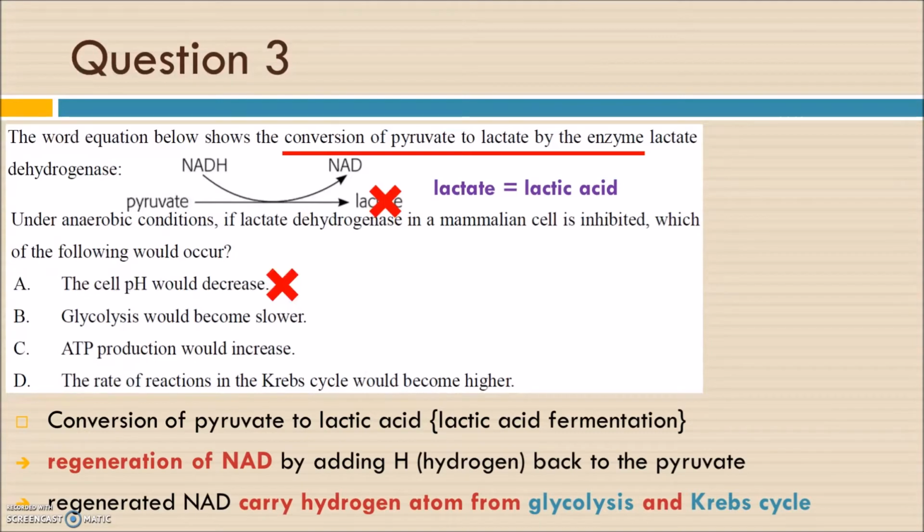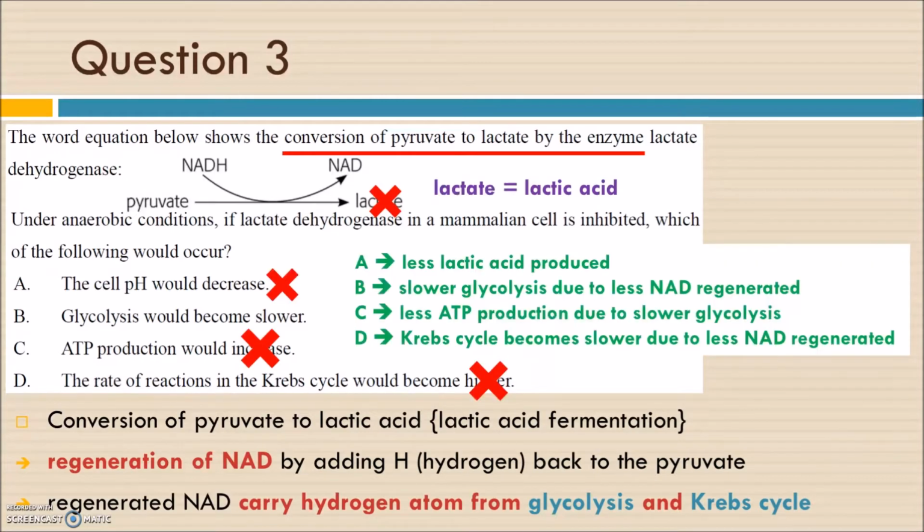For answers C and D, since the lactic acid fermentation slows down, less NAD will be regenerated for glycolysis and Krebs cycle. No more NAD will carry the hydrogen produced from Krebs cycle, so Krebs cycle will become slower. Finally, the glycolysis may even stop, so the ATP production should also decrease. And also the Krebs cycle will become slower. The option B, glycolysis would become slower. So you can see that the answer is B.